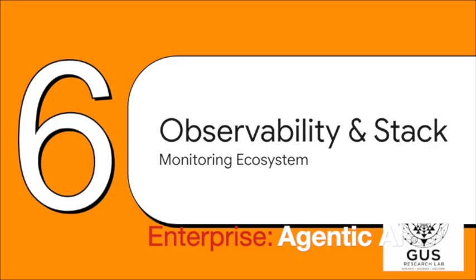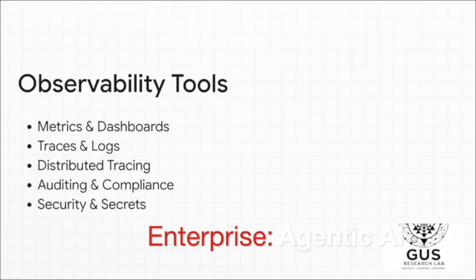Our final stop is Section 6, Observability and Stack. Basically, how we monitor this massive ecosystem. You simply cannot let autonomous agents run wild in your systems. Administrators need strict observability and governance. They use tools like Prometheus and Grafana to visualize the platform's health, and Jaeger to trace exactly what an AI agent did, step by step. This level of auditability is exactly how you guarantee regulatory compliance in a production environment.